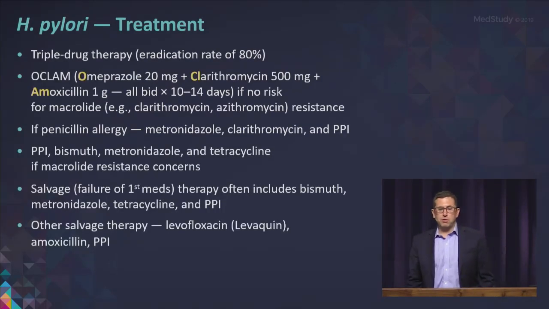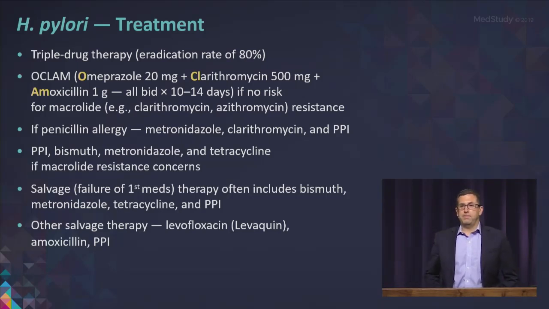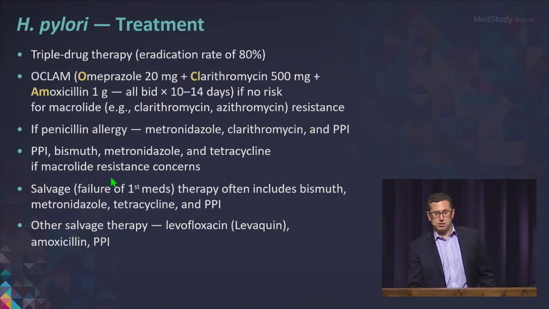So treatment for H. pylori, I'm sure people are familiar with this. One of the most common would be omeprazole, clarithromycin, and amoxicillin. Generally, we give this if there's no risk for macrolide resistance, although macrolide resistance is becoming more common. If there's a penicillin allergy, you're probably going to give metronidazole, clarithromycin, and PPI. And if there are macrolide resistance concerns, you could give PPI, bismuth, metronidazole, and tetracycline.